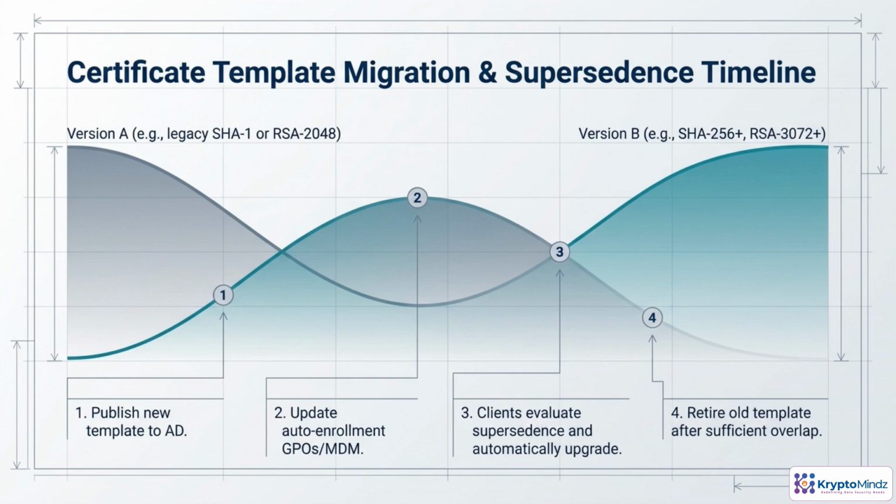Template migration is about controlled overlap, not big bang change. You introduce version B with stronger crypto, while version A is still trusted. First, publish the new template, but don't change clients yet. Next, update auto-enrollment so new or renewing certificates start using version B. During this overlap, clients naturally pick up the superseding template and you monitor for issues. Only after most active certificates have rolled over do you retire version A, avoiding mass expiry and outages.